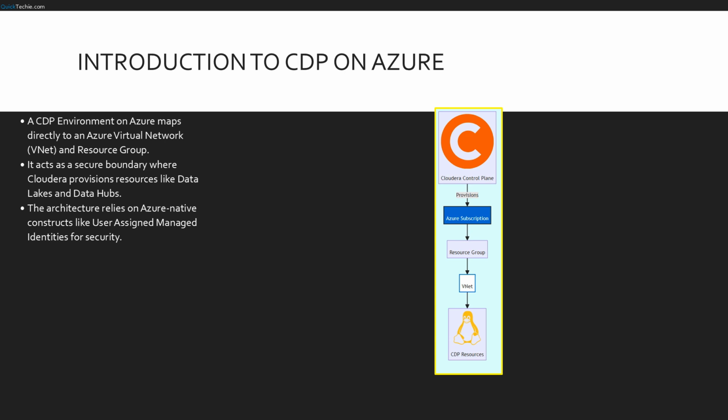This diagram visualizes the hierarchy. At the top, the Cloudera control plane orchestrates actions. It connects to your Azure subscription, specifically targeting a resource group. Inside that group lies the VNet, which is the container for all CDP resources like virtual machines and load balancers. This structure ensures all data and compute remain within your governed Azure account.